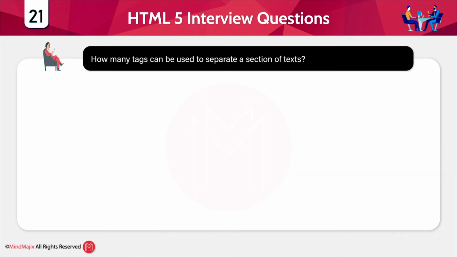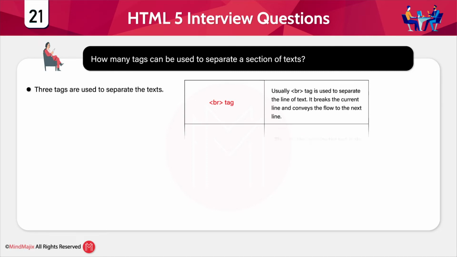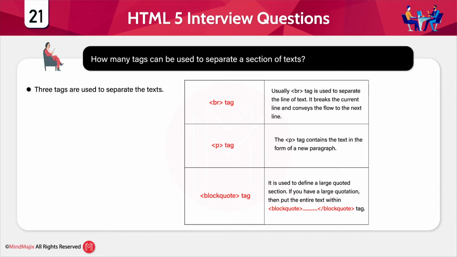How many tags can be used to separate a section of text? Three tags are used to separate the text. The BR tag is there. BR tag is line break. Usually the BR tag is used to separate a line of text. You can separate the text by using a line. It breaks the current line and conveys the flow to the next line.